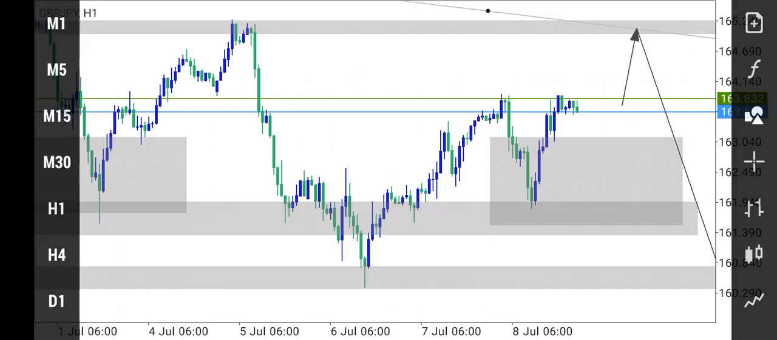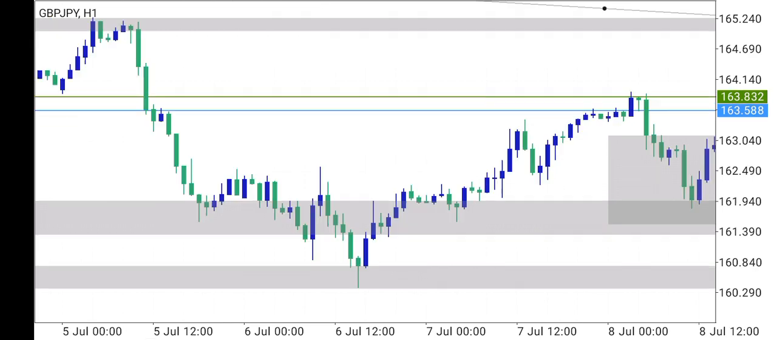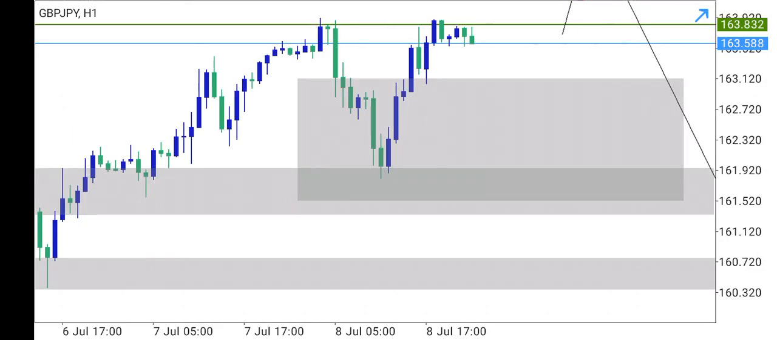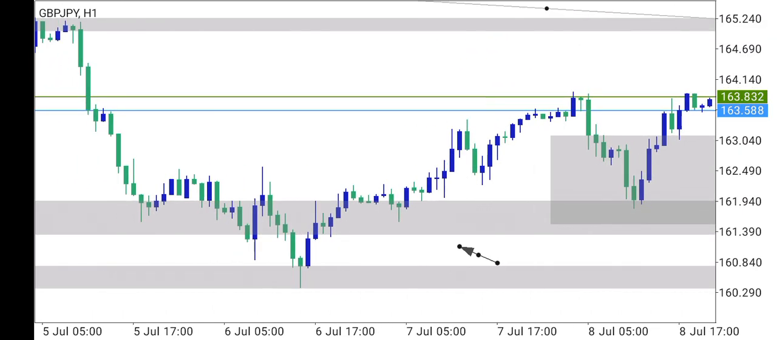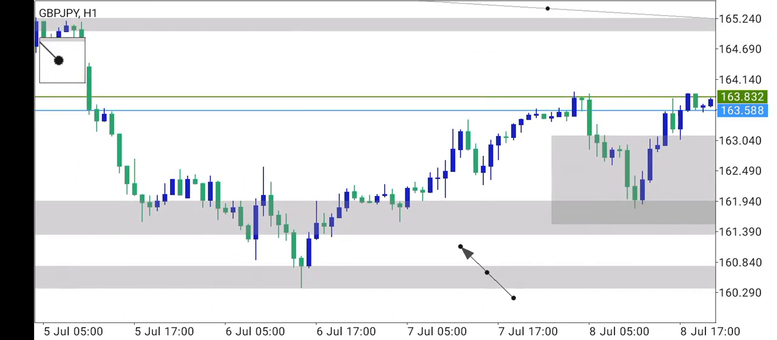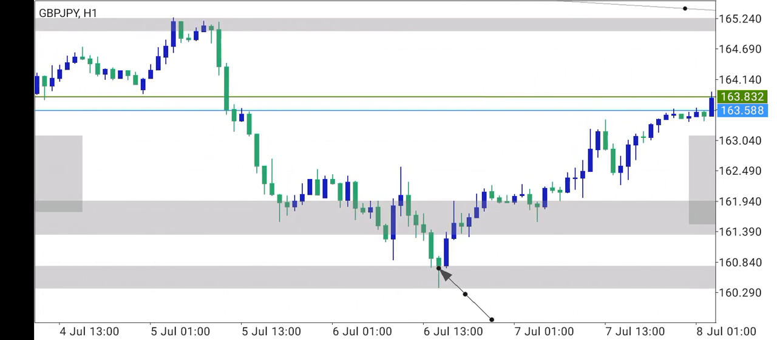Let me use this uptrend as an example. As you can see here, this is a pin bar. Before I take my entry on this 1 hour time frame, maybe this part is not available. I met price here.